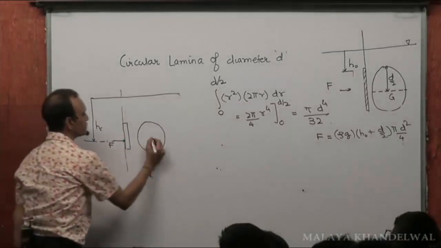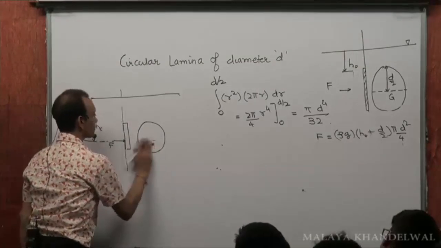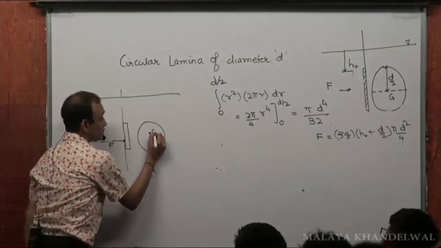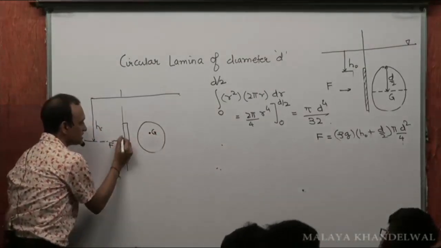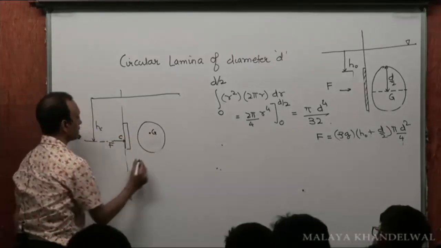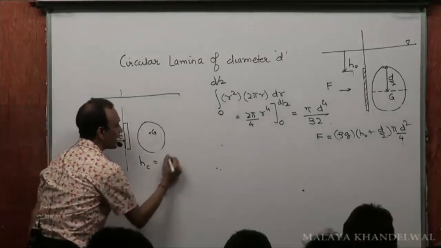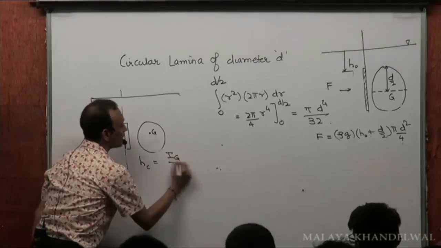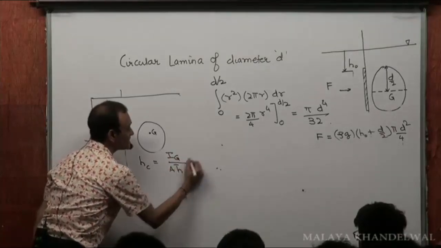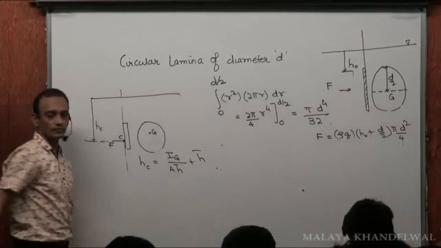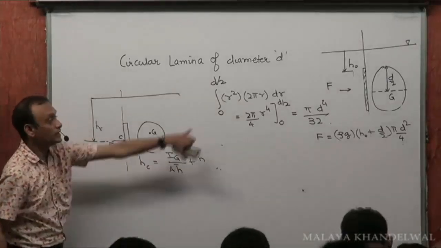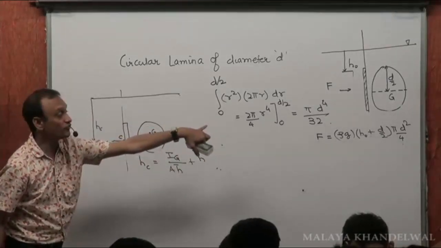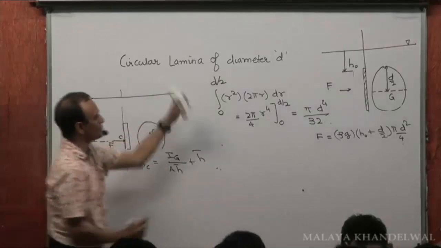And how does one compute this? This is G. C will be lower than G, right? So HC would be what? I about G divided by A h bar plus h bar. What is I about G? Pi d to power 4 by 64. We've computed that earlier.